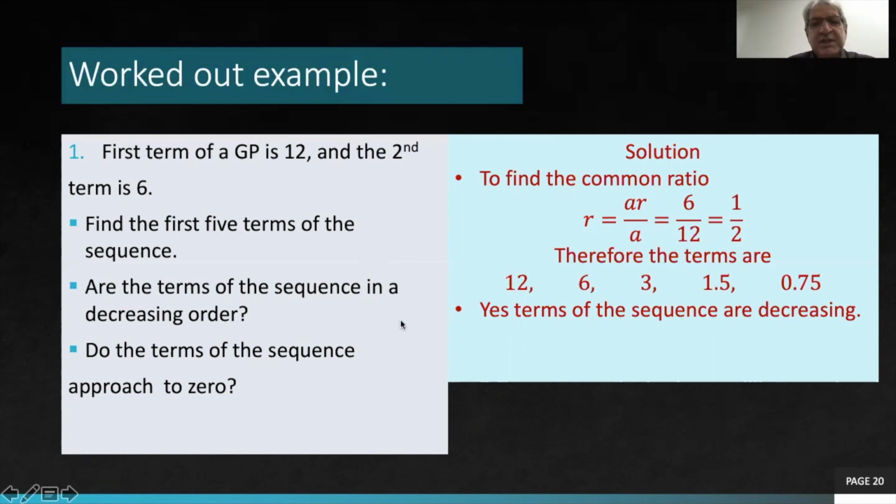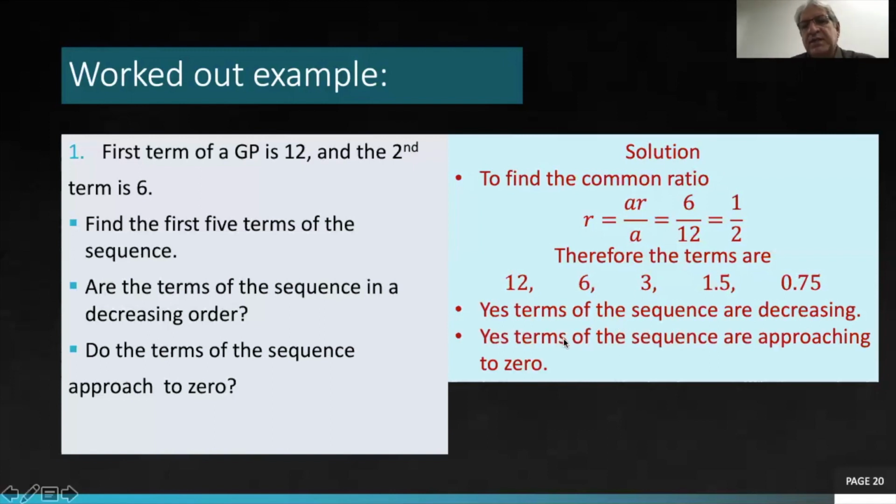Now, what it says in the last question is, do the terms of the sequence approach 0? That means are these numbers getting closer and closer to 0 or not. It clearly does, because every time we are dividing these numbers by 2, the magnitude of the number reduces by half in each term, so they are approaching 0. You can say yes, the terms of the sequence are approaching 0.